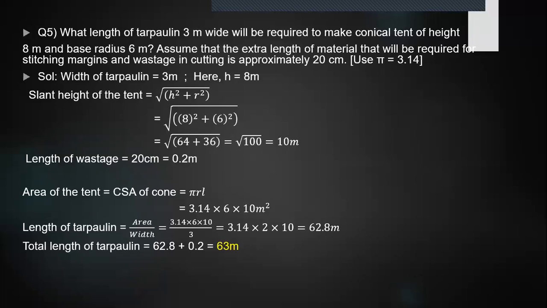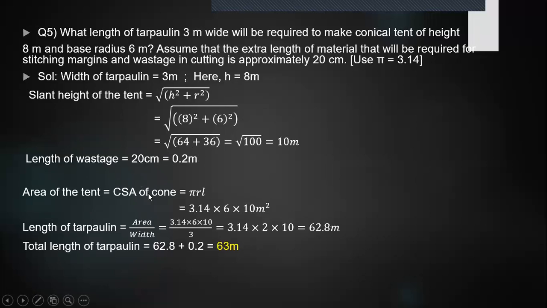Now the width of the tarpaulin is given as 3 meters and the vertical height, or h, is equal to 8 meters. So the slant height can be calculated using the height and the radius, which is giving you a value of 10 meters. The length of the wastage is 20 centimeters, and since the conversion has to be in meters throughout, you will have to write down the wastage as 0.2 meters.